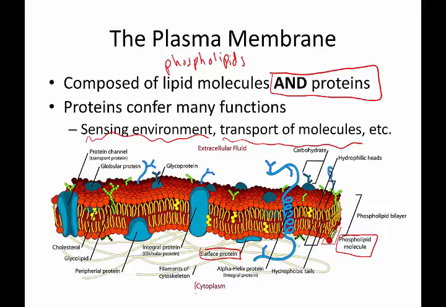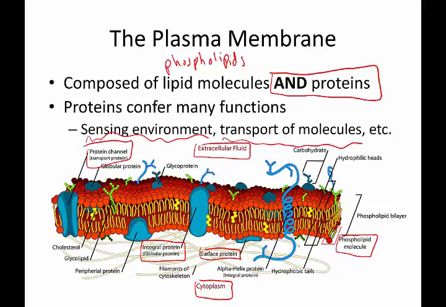So here we have the cytoplasm of the cell. This is on the inside. And on the outside, you have the extracellular fluid, so essentially what's on the outside of the cell. You see we have surface proteins. On the inside, we have integral proteins. These are proteins that span the whole entire plasma membrane. We have protein channels to transport proteins.